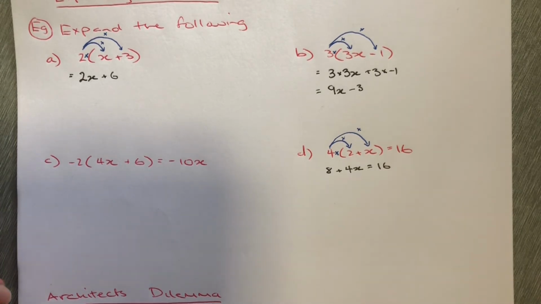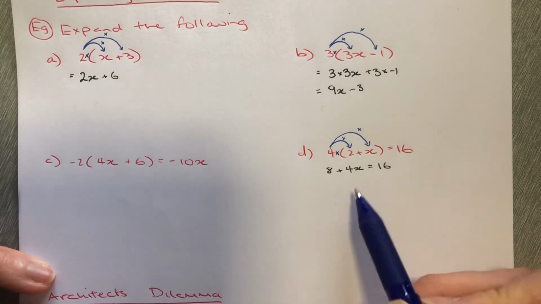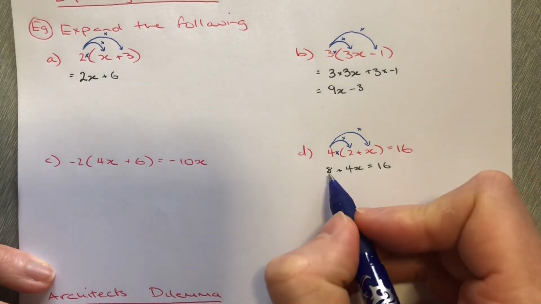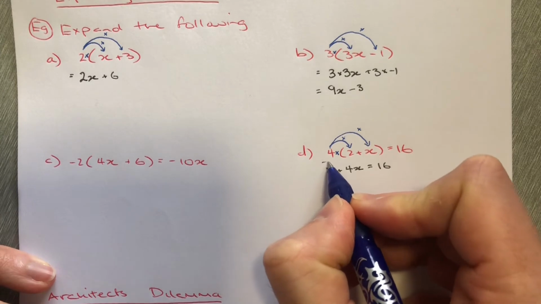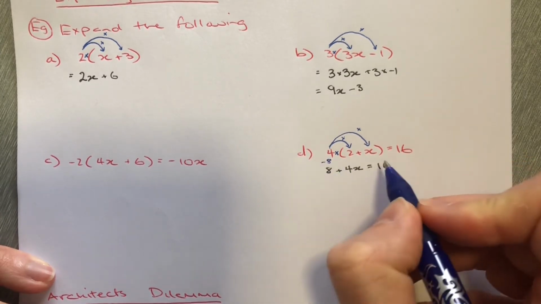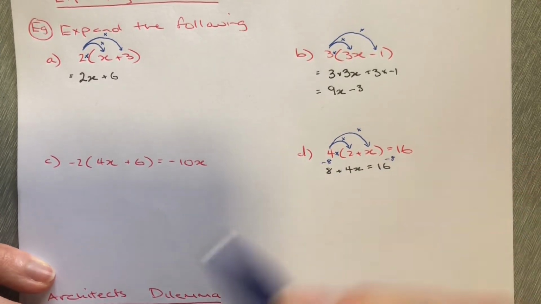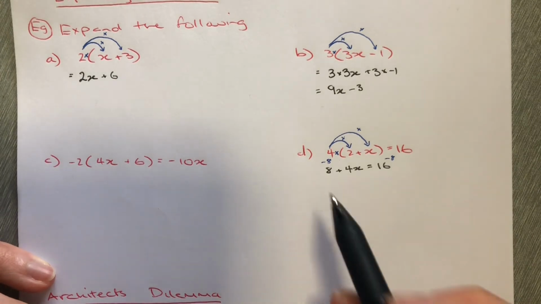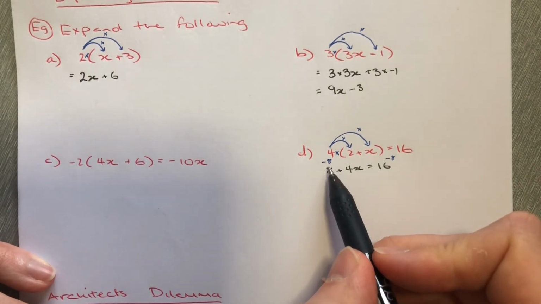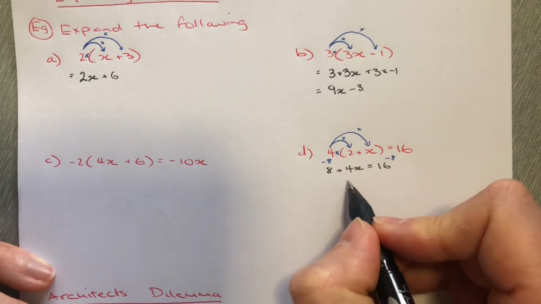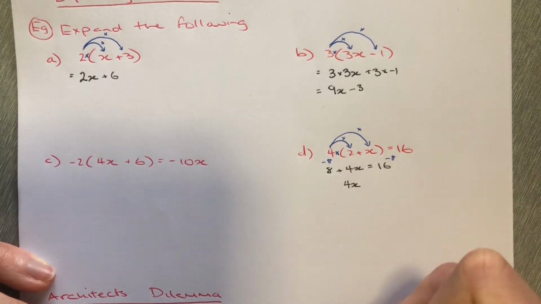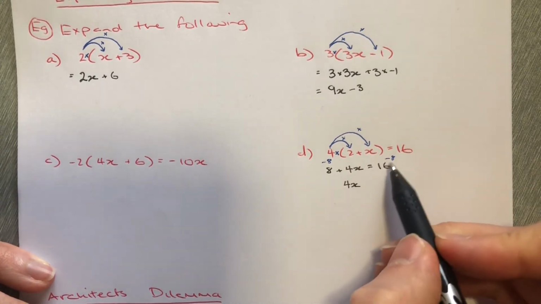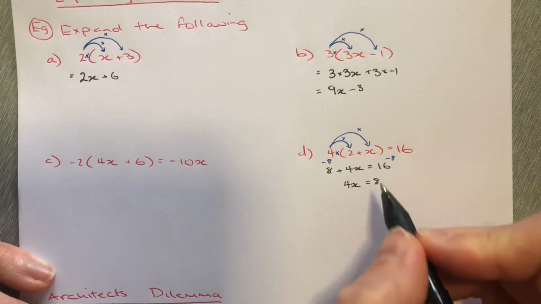So what we'd like to do now is make it so we just have x by itself. So I want to get rid of this 8. Now that's a plus 8, so we want a minus 8. What we do to one side, we have to do to the other side also. Okay, so this plus 8 and minus 8 will turn into 0. That means we only have 4x on this side. 16 minus 8 is 8.